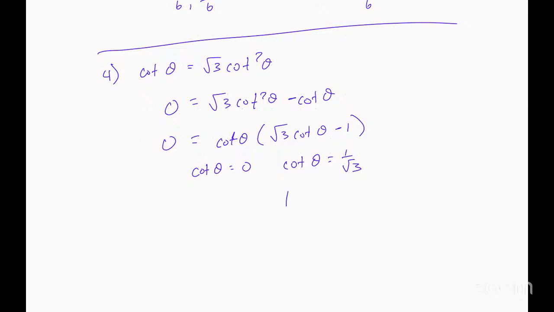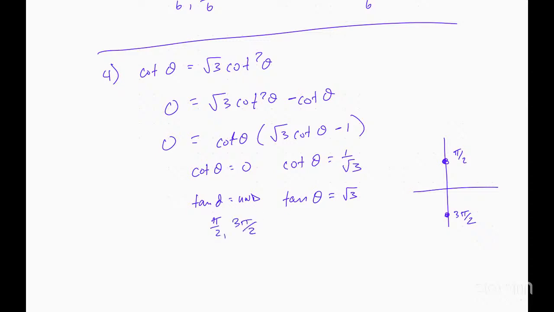So cotangent theta equals 0, meaning tangent is undefined, or tangent theta equals root 3. Tangent is undefined as 1 over 0. So think about where the tangent's undefined. That's where the cosine is equal to 0, and the cosine is equal to 0 here and here. So that's pi over 2 and 3 pi over 2. Those two solutions. And the tangent's equal to root 3 when the sine is root 3 over 2.